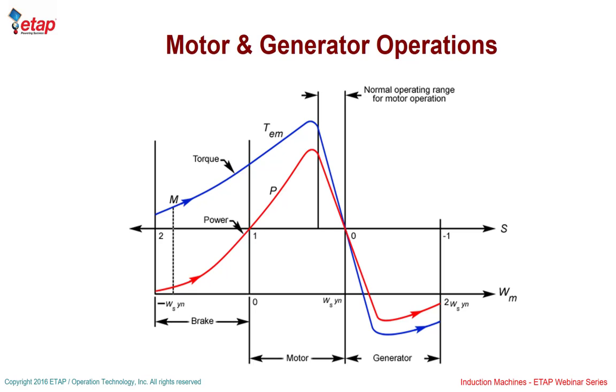When you pass that point, you either have motor operation or generator operation. The motor operation is in this portion right here, and the generator operation is after your omega m speed exceeds omega s. In the break area is when you actually get power back from the machine into the system.